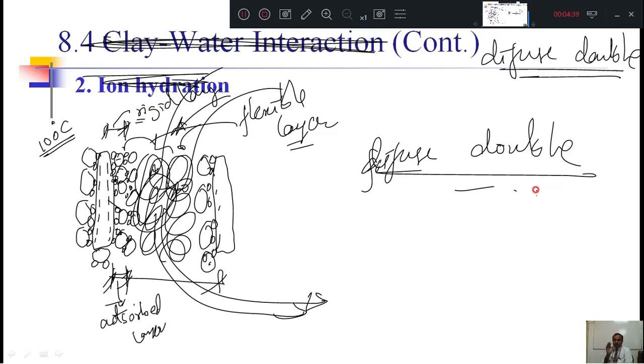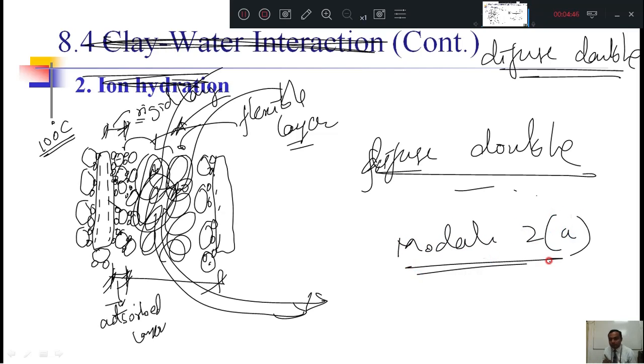Okay, now this is what your module 2A includes. Now we have completed module 2A, and in the next class we will go to module 2B, that is compaction of soil.